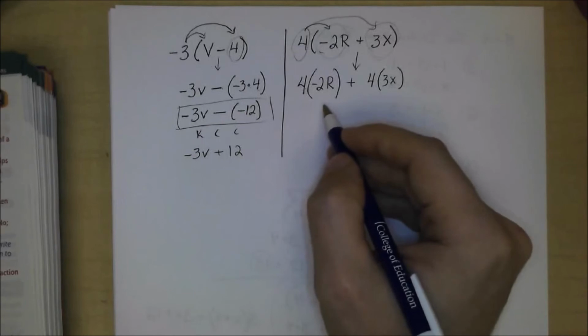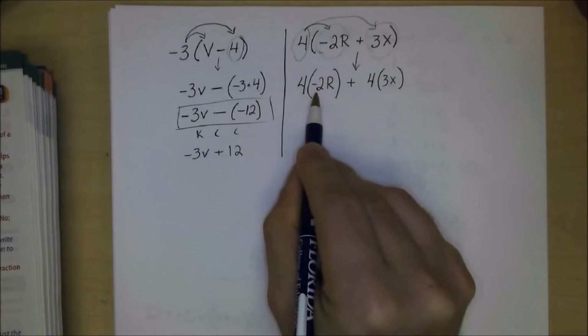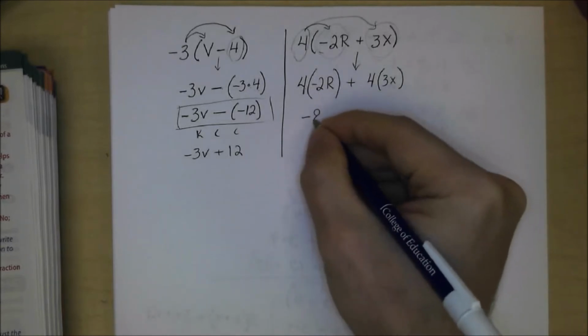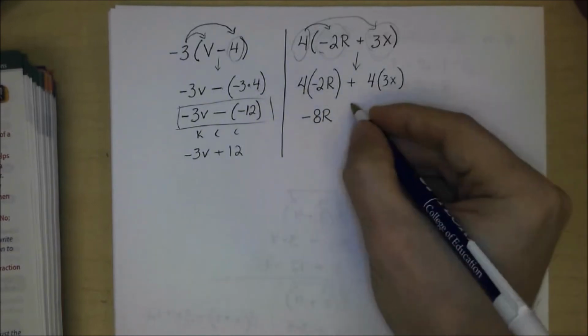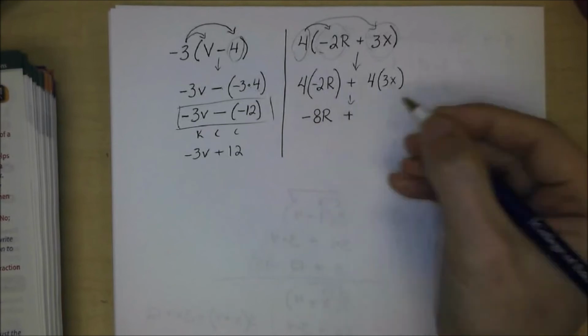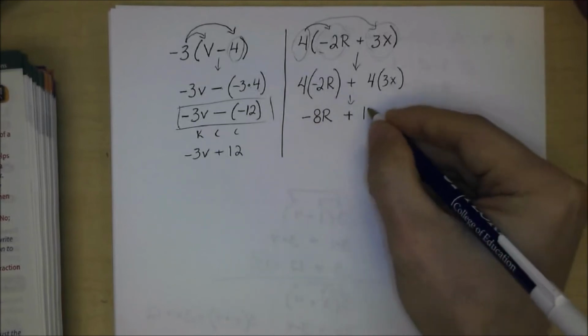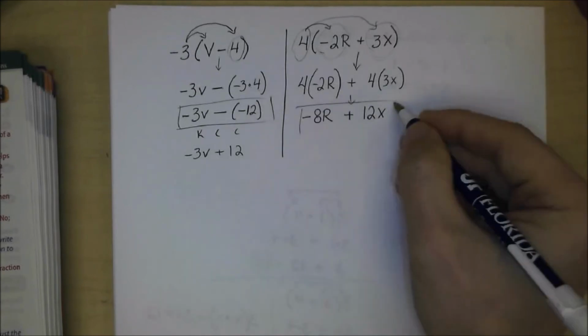So now, let's simplify this thing. 4 times negative 2. Signs are different, so it's negative. 4 times 2 is 8. And the r, don't know what it is, so I just write r. Still have my plus. 4 times 3 is 12. Don't know what x is, so I just write it like that. And that's it, boys and girls.